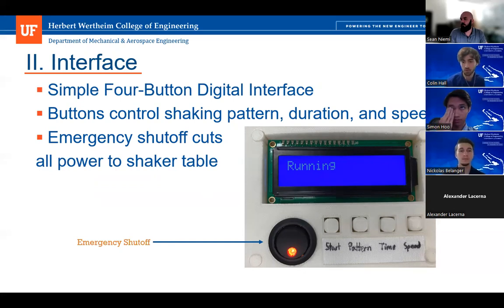Once the program is set, you would press the start button and the shaker table would start actuating. Like Simon said, holding any of the 4 buttons down for more than 3 seconds will stop the program. But if there's an emergency or the entire power needs to be shut down from the system for some reason, you could flip the emergency shutoff switch, which is featured with the LED.